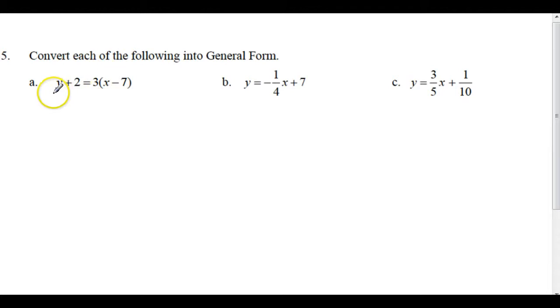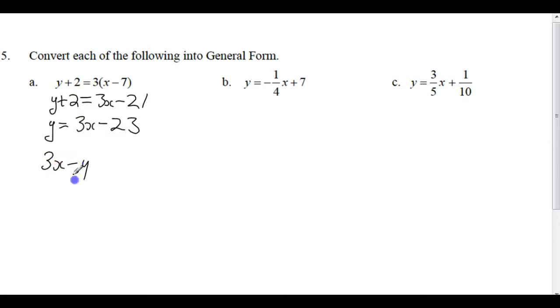5, convert each of the following into general form. So we're simply going to expand this, 3x minus 21. So y is equal to 3x minus 23. Usually the journey to general form passes through slope-intercept. 3x, it's positive. Remember, your a value has to be positive. Minus y minus 23 is equal to 0, and that's your general form.